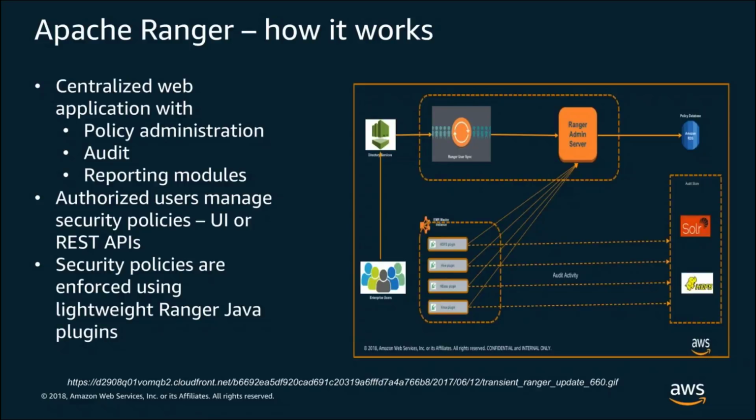Now, the way it works is when you issue a Hive query, that query is intercepted by the Ranger server, checked against the policy administrator to make sure that that particular user has access to the tables and the columns requested in that query. And if the user is an authorized user, his query is run on the cluster and the results are returned to him.